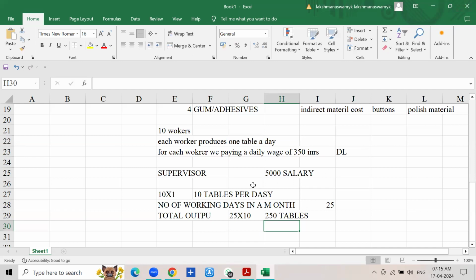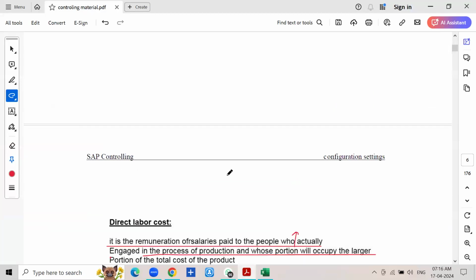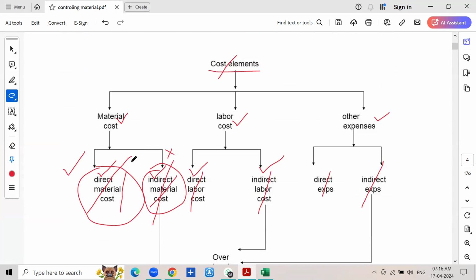Now, what is the conclusion again? Direct labor cost occupies larger portion. Indirect labor cost occupies smaller portion, right? Now, coming to analysis perspective. We have analyzed the direct material cost, and we have been able to reduce some direct material cost. Now, coming to labor cost. Labor cost is again divided into direct labor cost, indirect labor cost, out of which direct labor cost occupies larger portion. Now, you have to analyze the direct labor cost again.